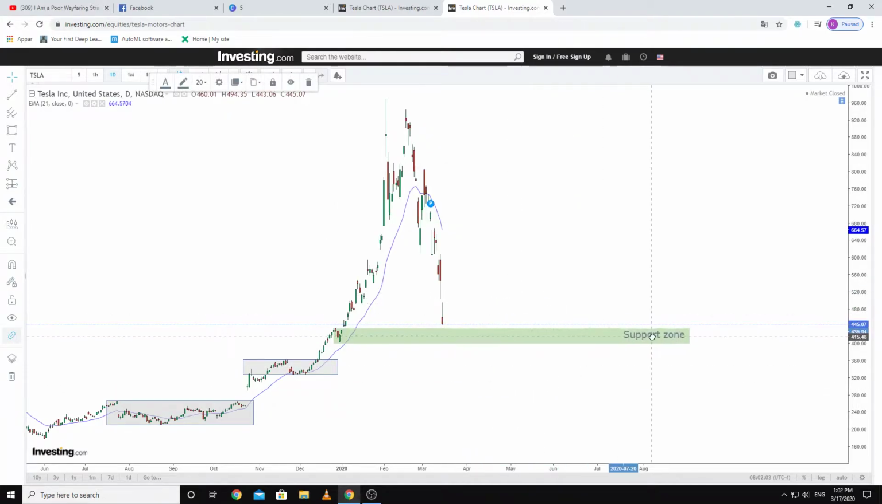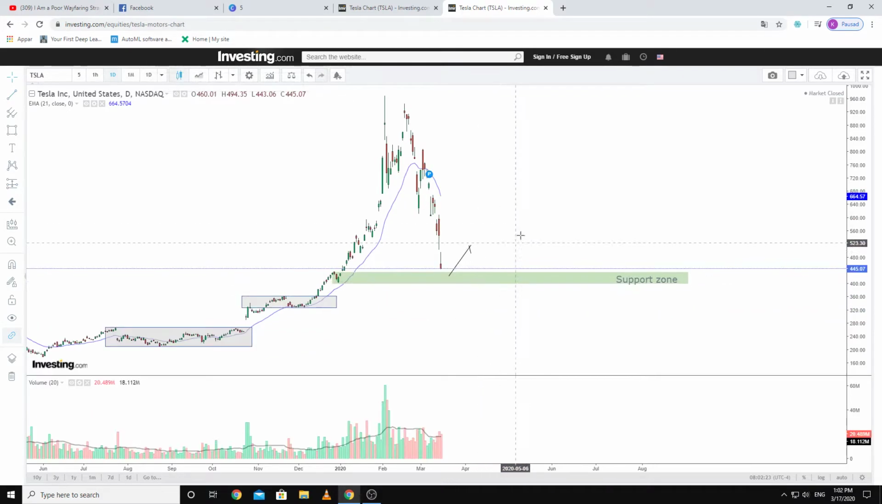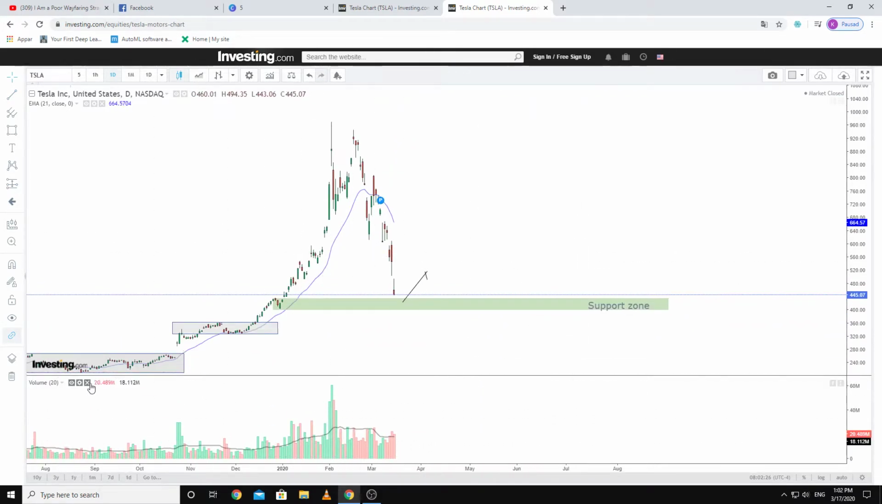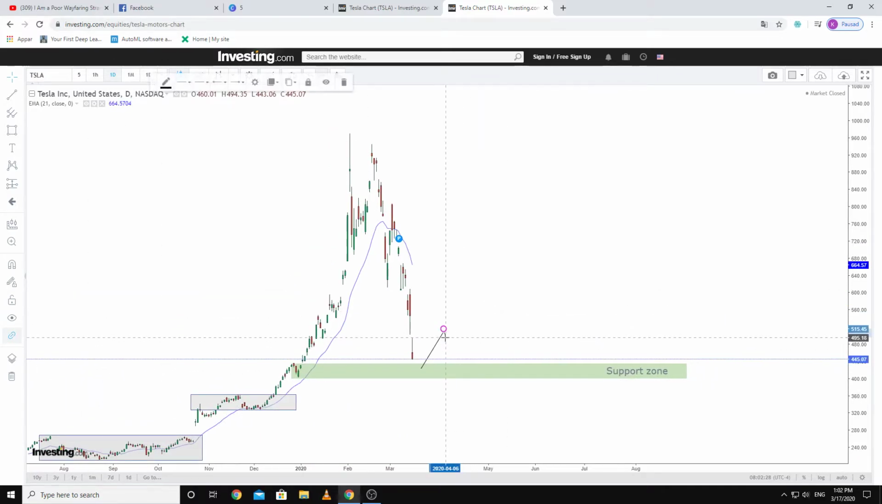So we have an area of support down about 415 area. Starting at 428, I would say 433. This is just an area where you could be looking for a potential retracement back up for the short term before you see it continuing down, right?